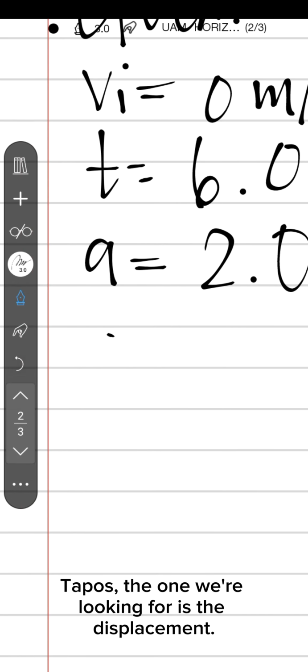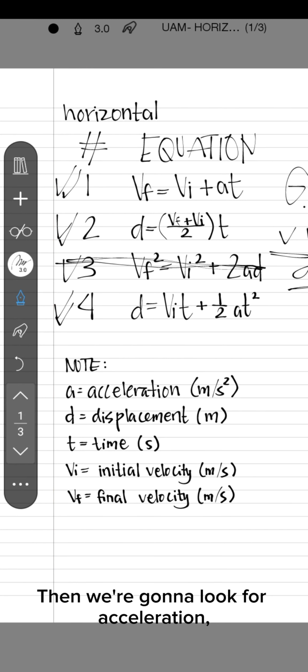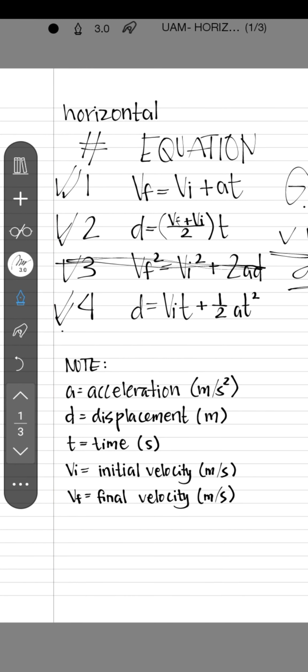After that, let us see which equation has the ones we need. Initial velocity, 4 of them have initial velocity, while the time, 3 of them have time. So we're gonna cross out the equation number 3, then we're gonna look for acceleration, and 2 of them has acceleration. So we're gonna cross out equation number 2. Now, last one, we have 2 equations, and cross it out. Now we had it, equation number 4.